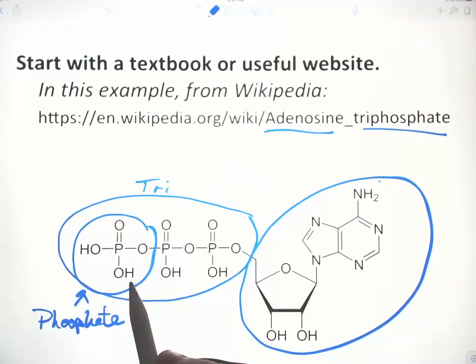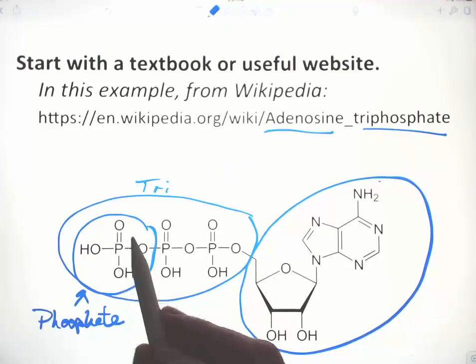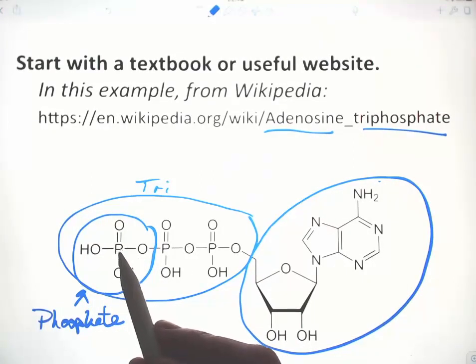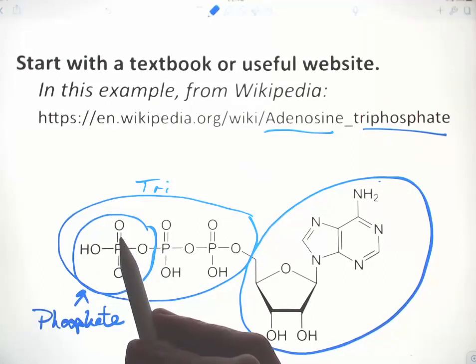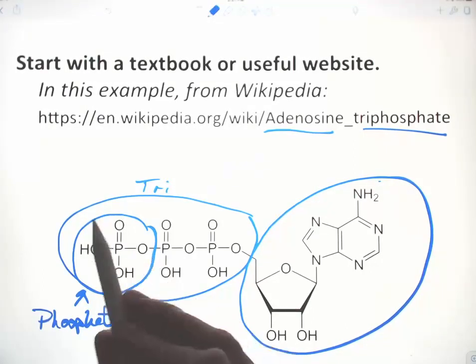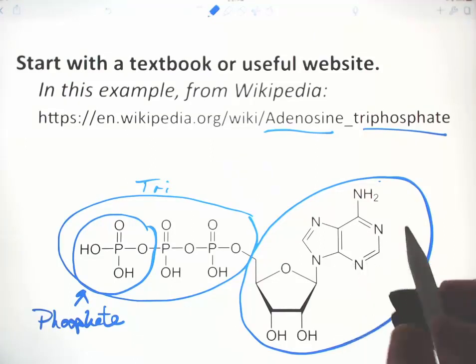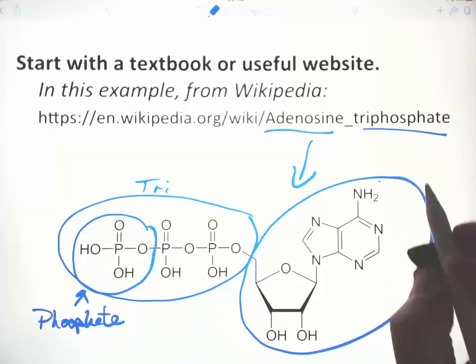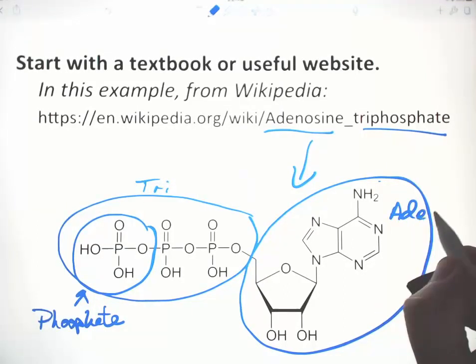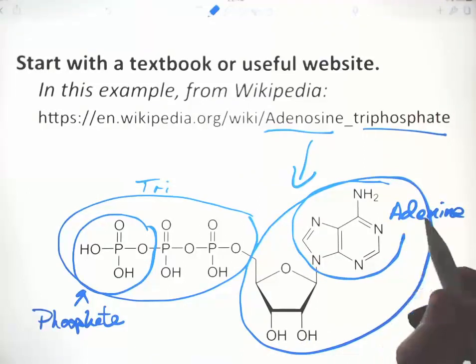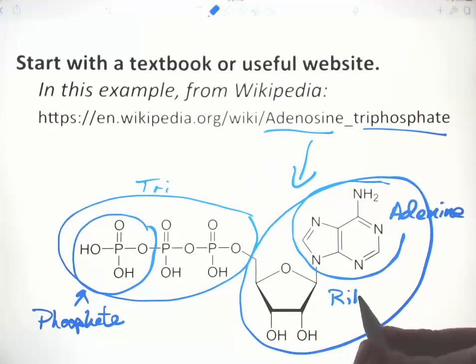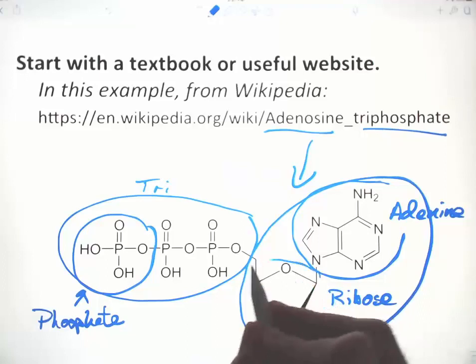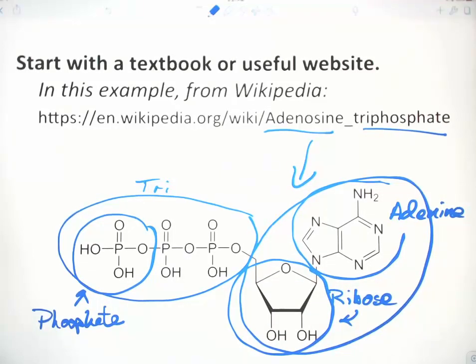Even this single phosphate is fairly complex to learn, with four oxygens, two hydrogens, a phosphorus, and you have to remember which are double bonds, which are single bonds. Even that we may simplify. And we'll come back to the adenosine part, which is this piece. That has two parts, adenine here, and a sugar, ribose here. In order to learn adenosine triphosphate, we want to learn each one individually first and then combine them.